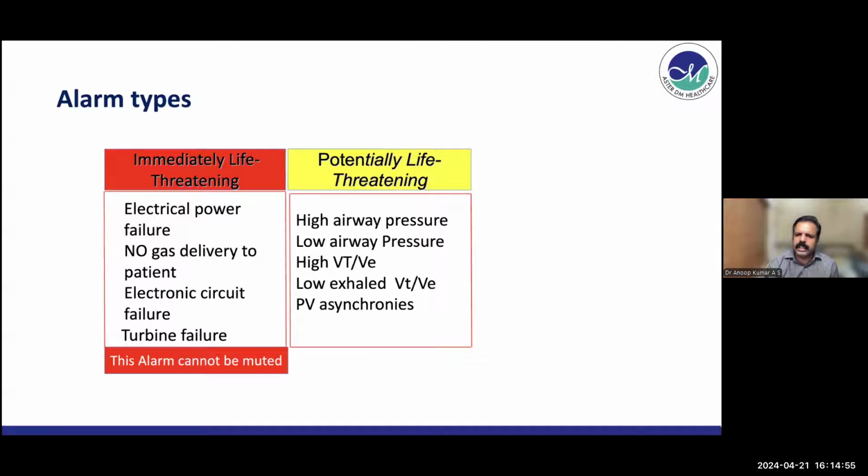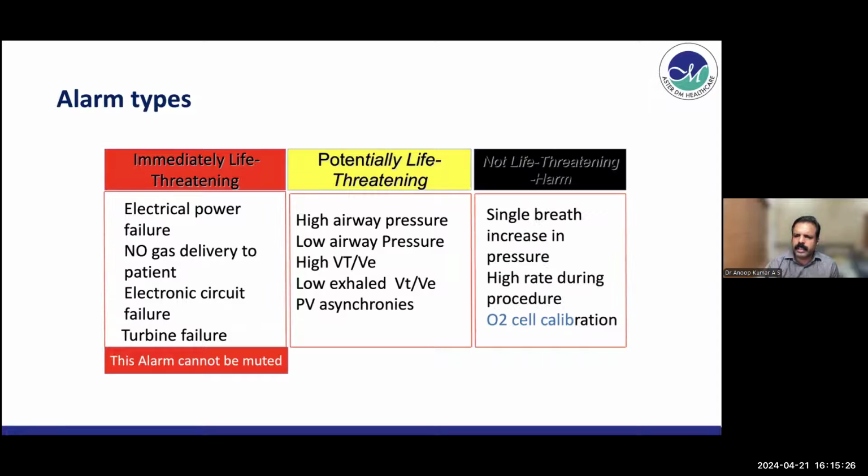Then there are potentially life-threatening alarms like high airway pressure, low airway pressure, high tidal volume or high minute ventilation, low exhaled tidal volume, and other pressure-volume asynchronies. When low exhaled tidal volume is showing, you should be very careful. Some ventilators have issues with the expiratory flow sensors, so a flow sensor issue can also be reflected as a low tidal volume. That also you should be careful about.